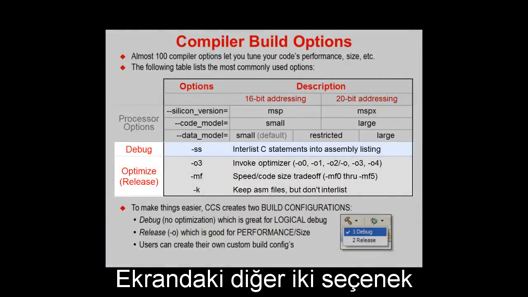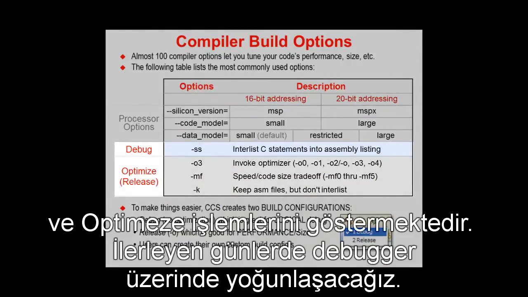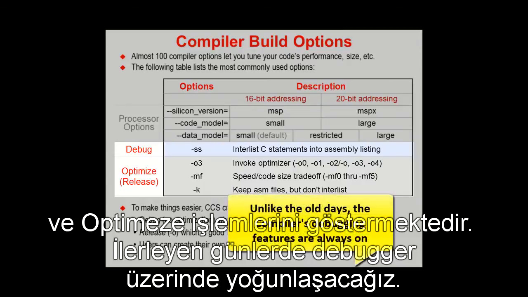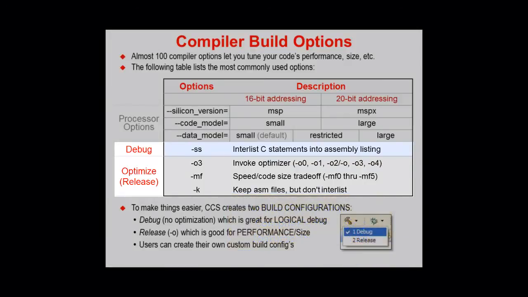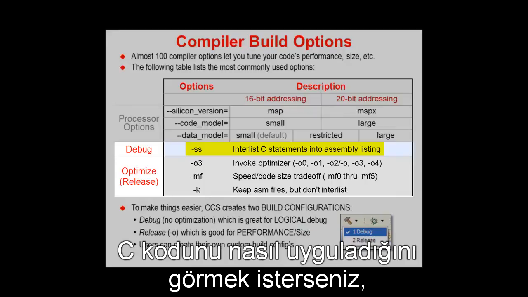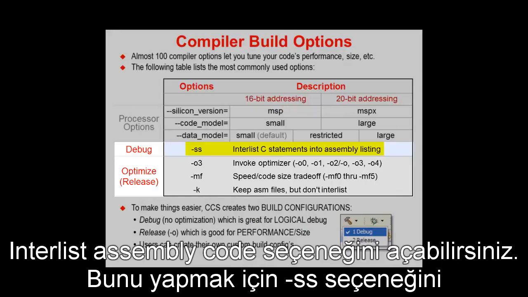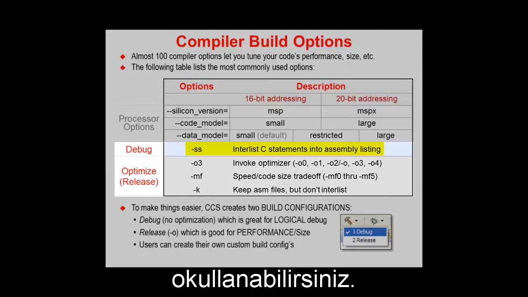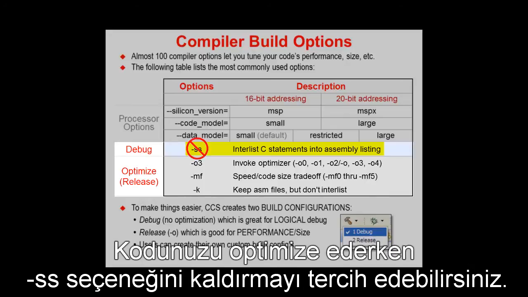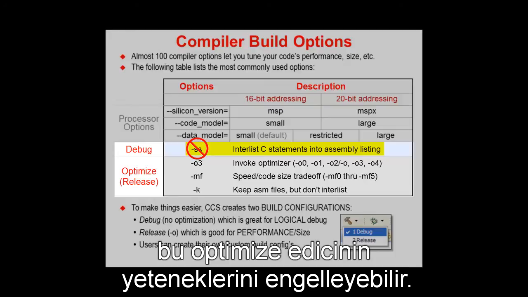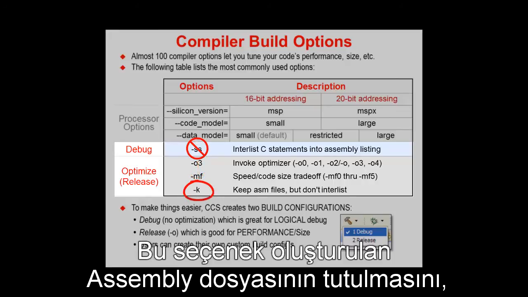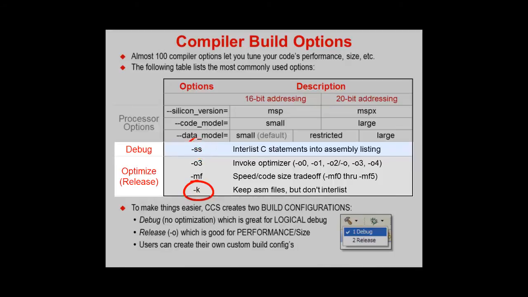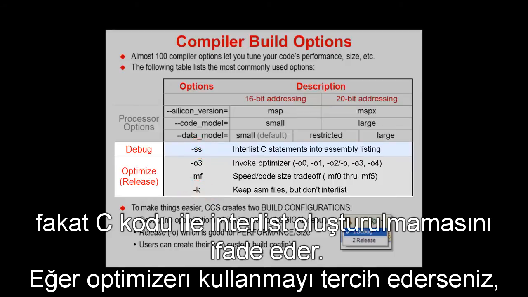The other two categories shown here have to do with debugging and optimization. Gone are the days where we had to explicitly turn on the debugger. That's now turned on by default. Though if you want to be able to see how your compiler implemented your C code, you can turn on interlisting of C and assembly code. You may want to use the -ss option to do that. When optimizing your code, though, you may want to remove the -ss option, as this may inhibit the optimizer's capabilities. In this case, you could substitute the -k option in its place. This tells the compiler to keep the generated assembly file, but it just won't interlist it with the C code.